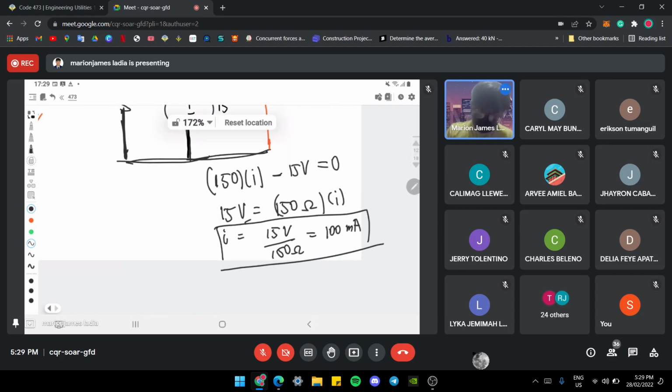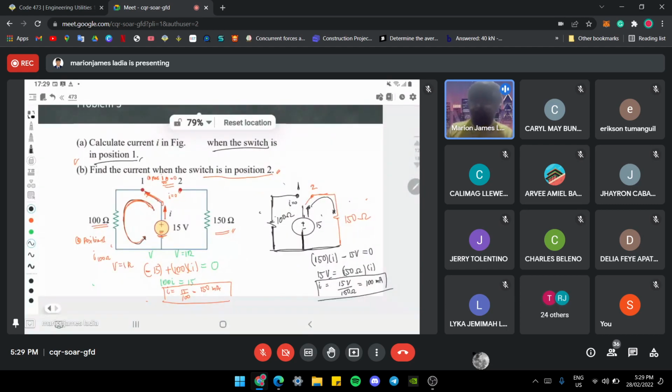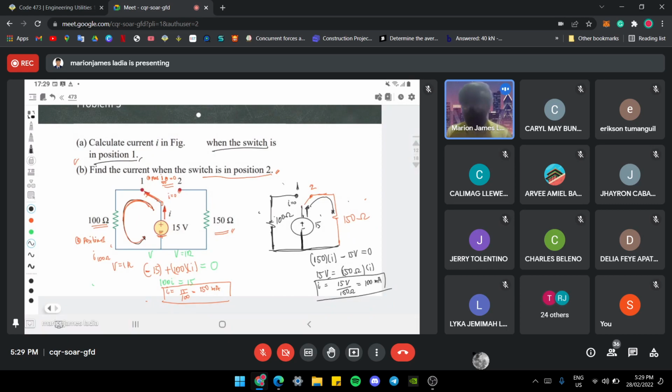Ganun lang kasimple yan. Pag gumagamit kayo ng KVL o yung tinatawag nating passive sign convention, na positive yung current, see to it na pag voltage yung ginagamit nyo, voltage lang yung nasa equation. Pag power naman, power lang yung nasa equation. Eh, hindi kasi additive ang voltage at power. Hindi rin additive ang current at voltage. Ang additive lang is that yung voltage to voltage and current to current, and of course, power to power. Okay? So, yan.